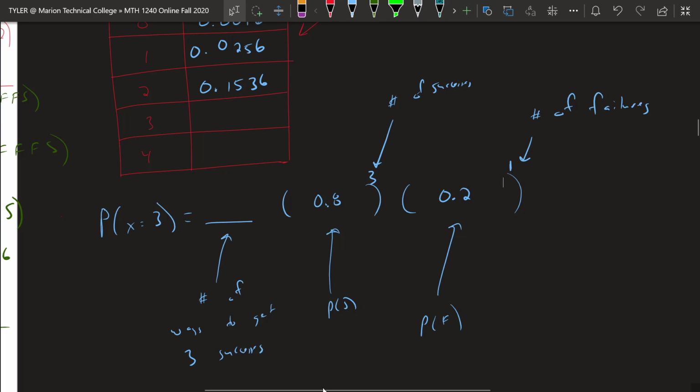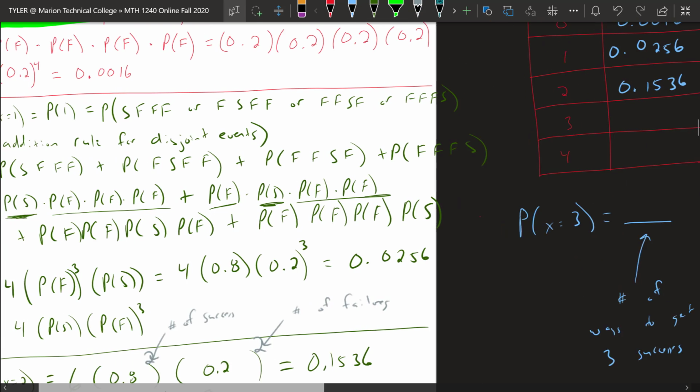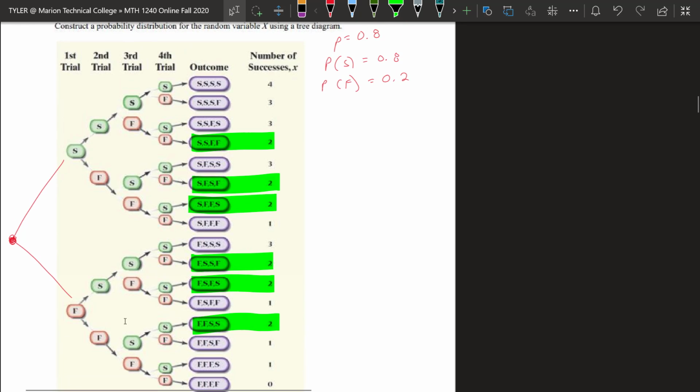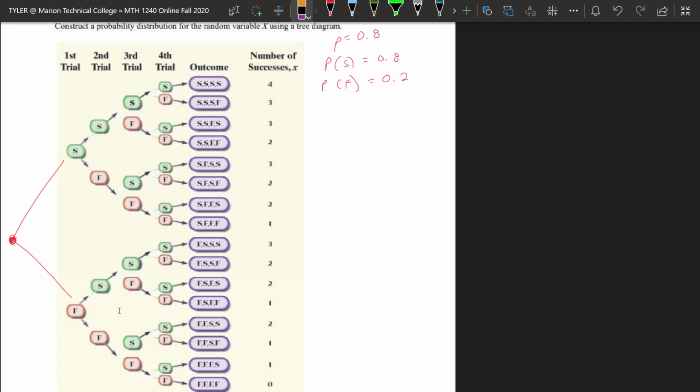So if I look at the tree diagram, the number of outcomes that have 3 successes would be these. Right, so there should be 4 of them.